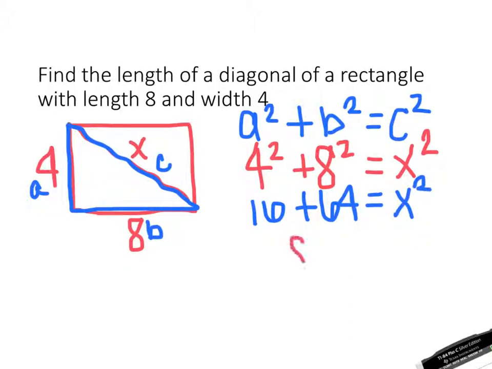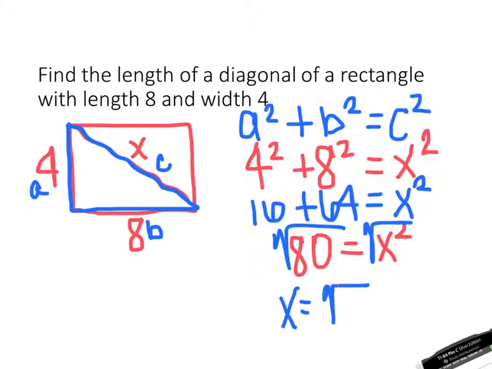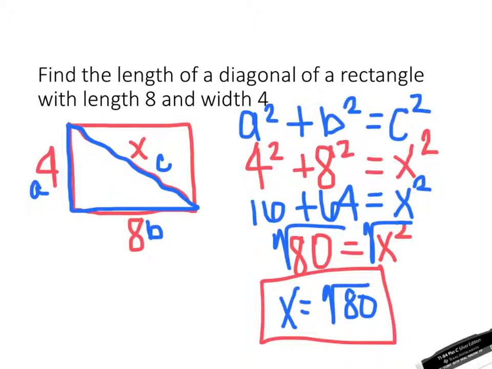16 plus 64 is 80, which equals x squared. And remember, to get rid of the squared, we take the square root. So x is equal to the square root of 80. For today and tomorrow, we'll leave the answers in their square root. Wednesday, we'll figure out how to rationalize or simplify the radical. So the length of that diagonal is equal to the square root of 80.